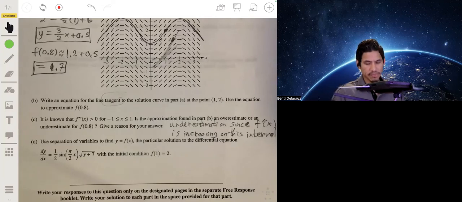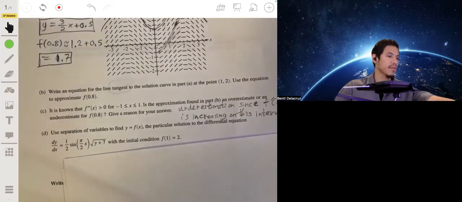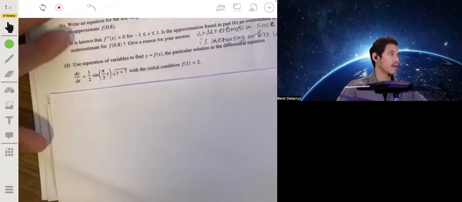Okay, so for this, I'm going to use a separate sheet of paper so I can write out the work thoroughly, because we don't want to make a mistake. I don't want to make a mistake.